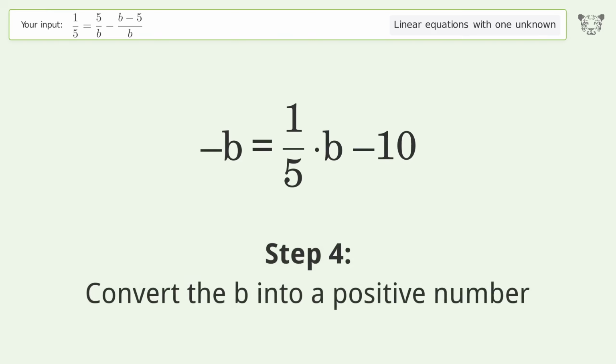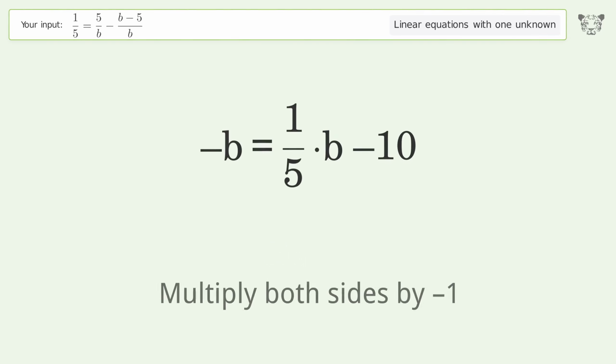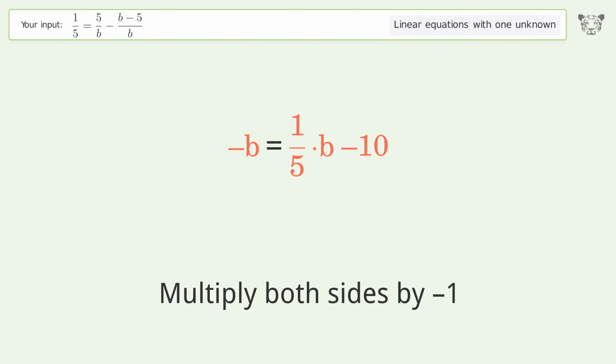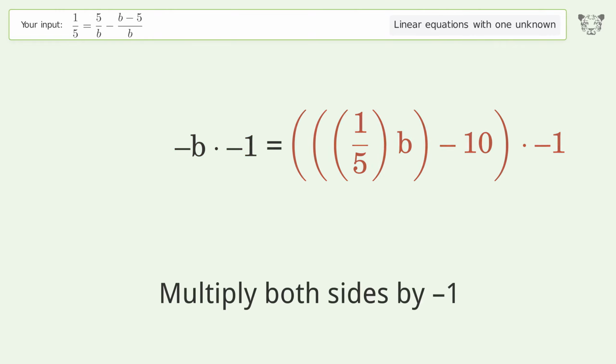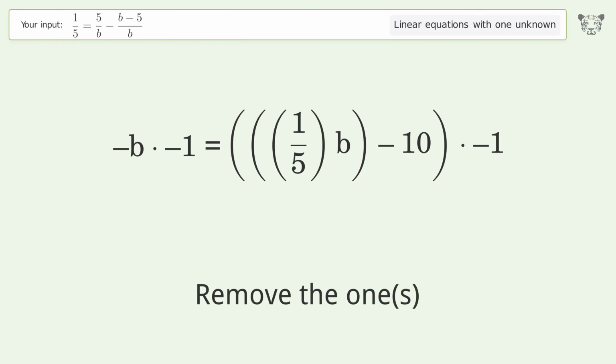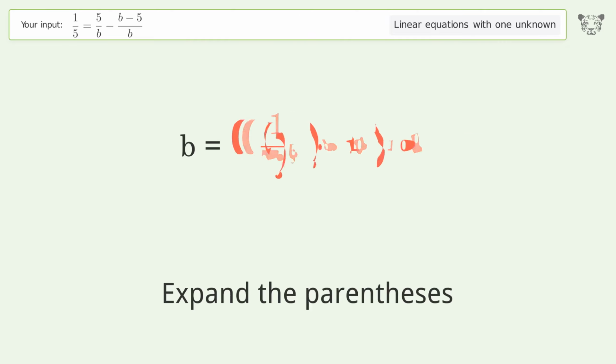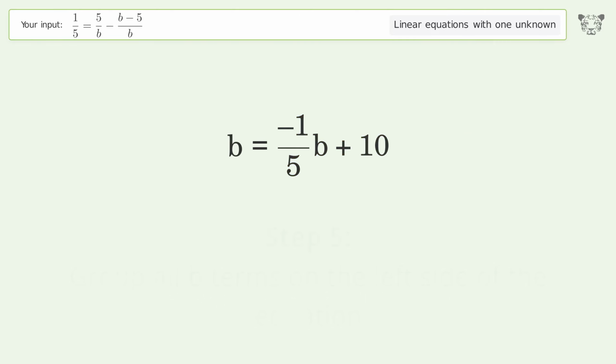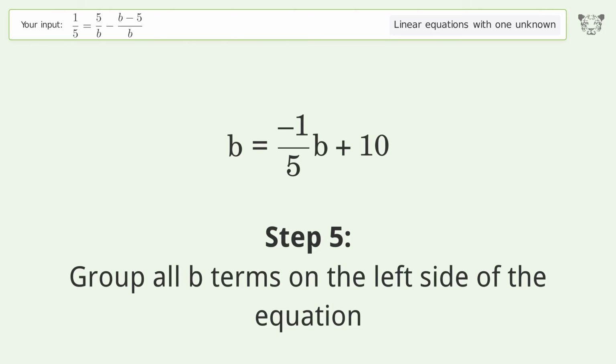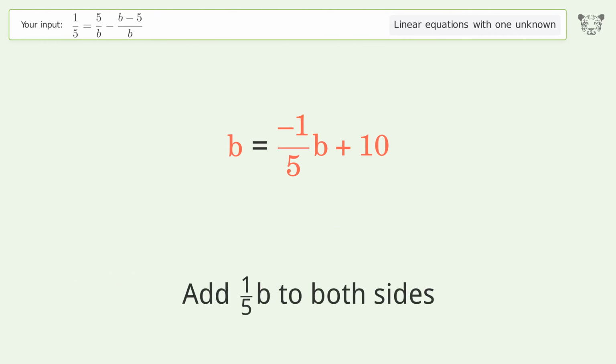Convert the b into a positive number. Multiply both sides by -1. Remove the ones. Expand the parentheses. Group all b terms on the left side of the equation. Add 1/5b to both sides.